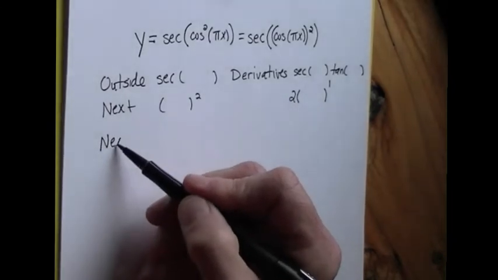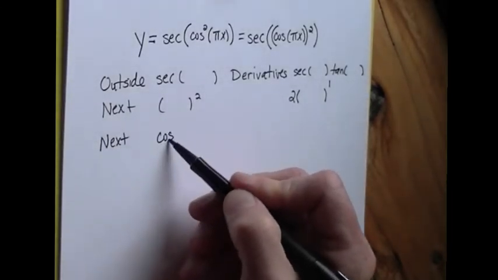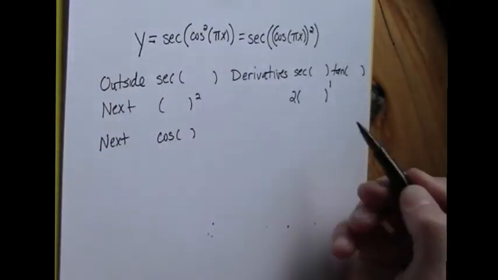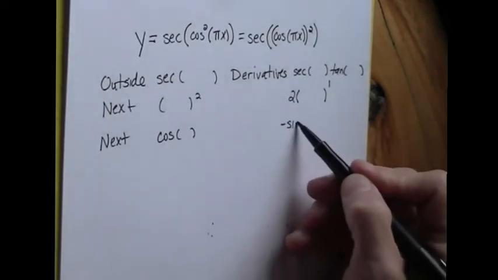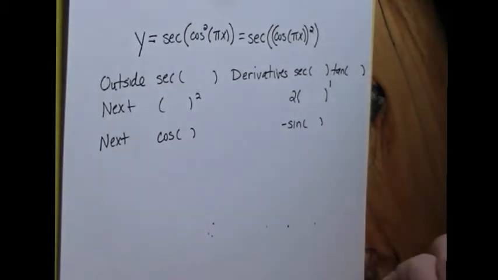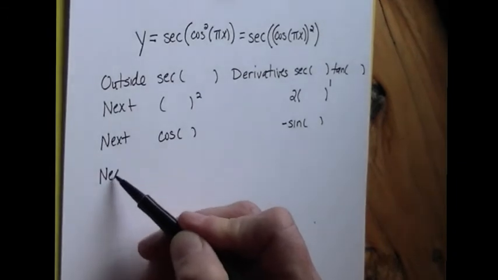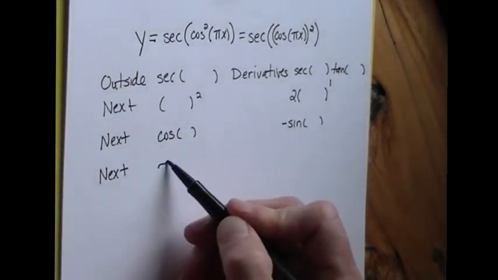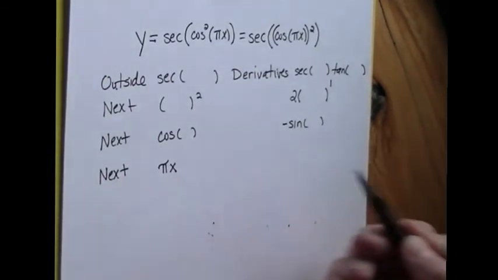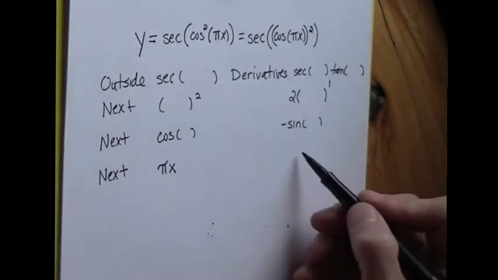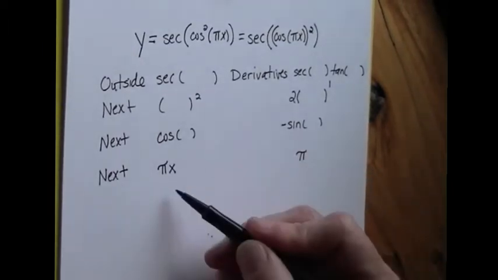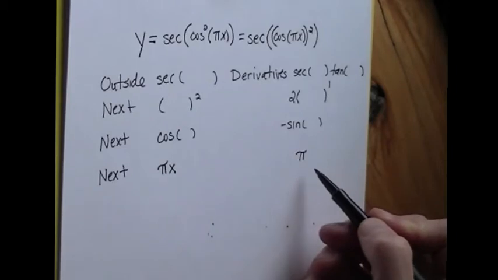Then next, inside of the square, we have cosine, and the derivative of cosine is negative sine. And then lastly, inside of the cosine, we have pi times x, and that's a linear function whose slope is pi, so the derivative of pi x is pi.